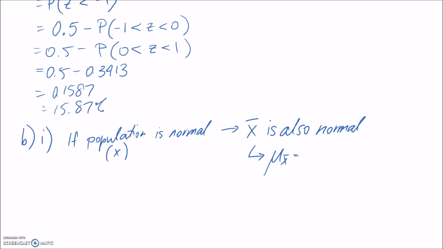So mu X bar, that's going to be the mean of the sample means. And we would expect that this is distributed about the same mean as what our population had. So that was 42 grams.